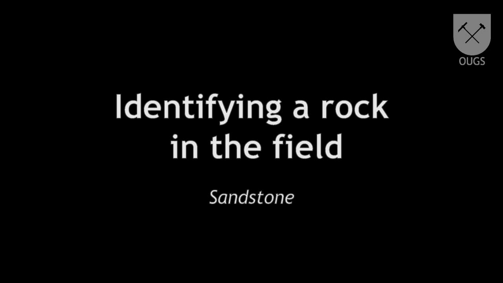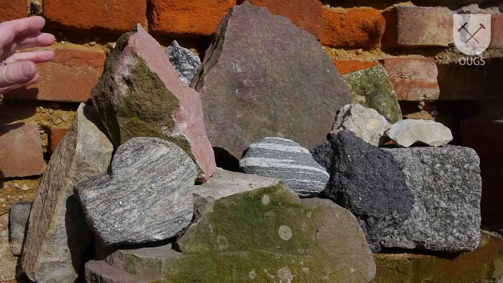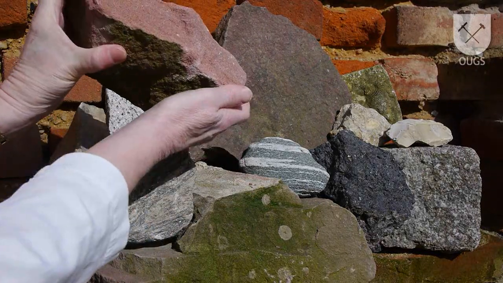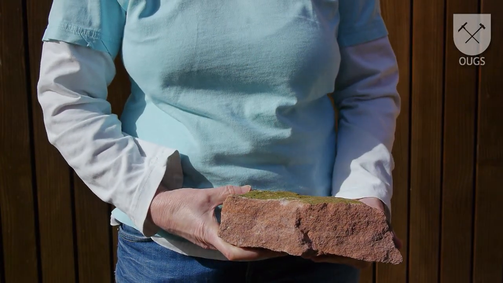There are three main types of rock which are visible on the Earth's surface: magmatic, sedimentary, and metamorphic. We're going to do some basic triage and see if we can classify a rock sample. This sample is a good size and has fresh surfaces.